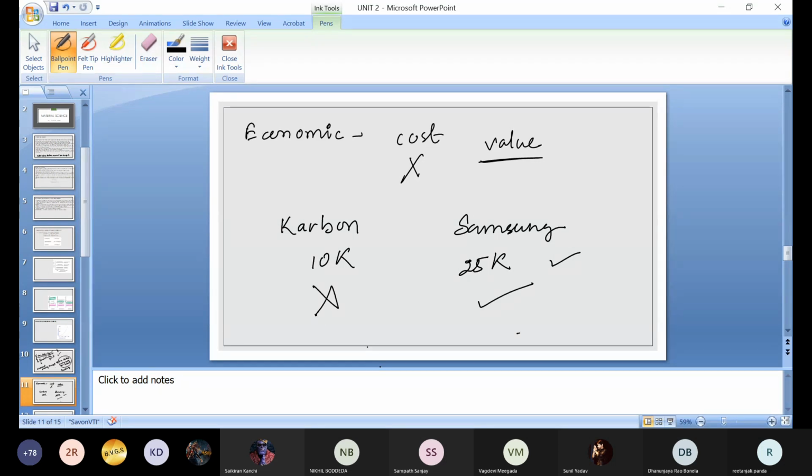Still, you are going to buy the Samsung, because you know that it is a reliable product and gives value for money. If you are paying 25k for this phone, you have the assurance that you will use it for 3 years without any problem. And if any problem happens, you will get free servicing.